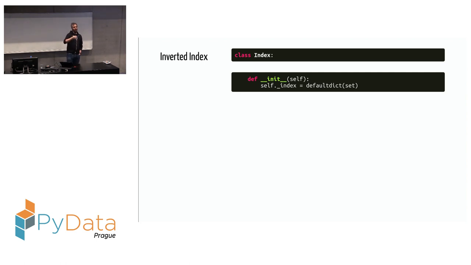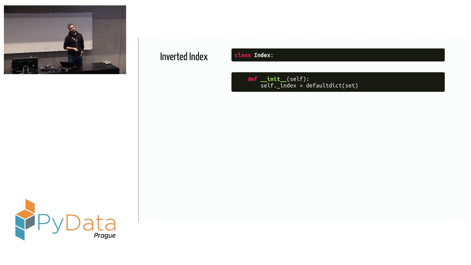And then instead of a sorted list, we will have a set. Because sets in Python are super easy to run intersections and unions and all of those things that we would otherwise have to do manually. So this is how we define it, just a default dict of sets.